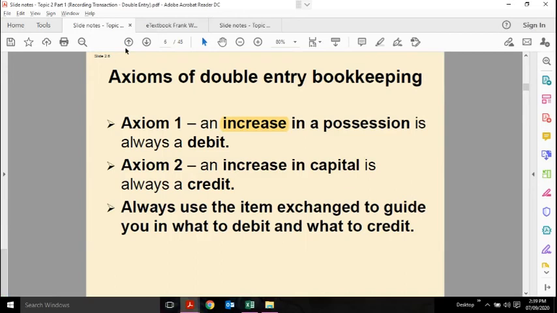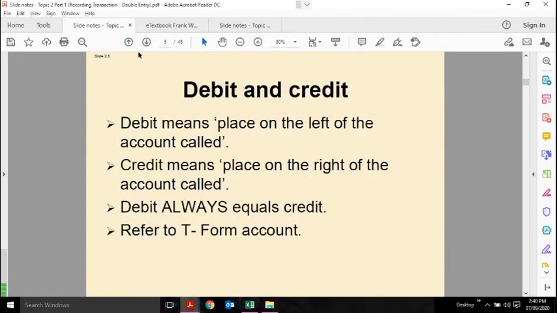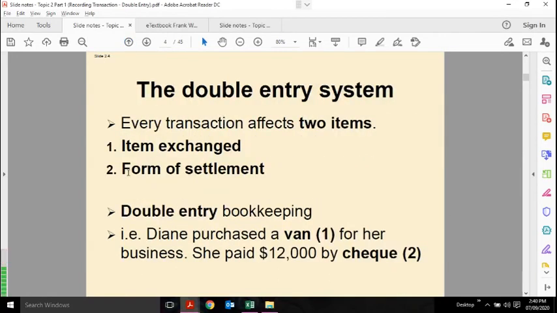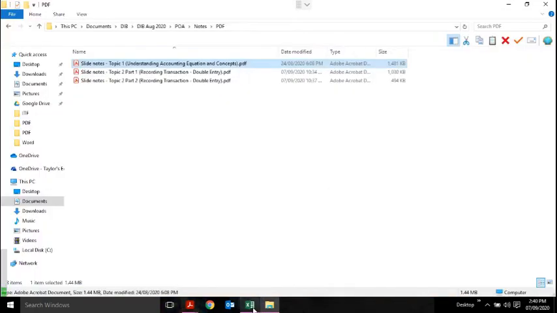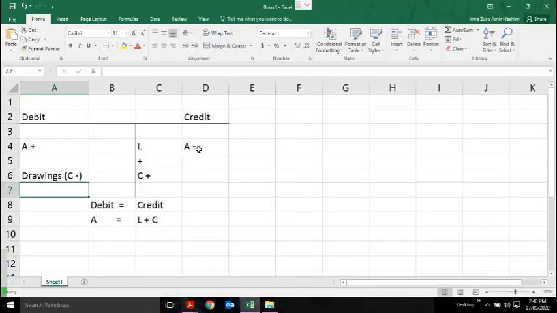Or alternatively, if you are really confused and you don't know whether to use the item exchange, you can use the form of settlement. If it's an outflow, a reduction, like this one, you pay by check, check is bank, bank is an asset. So now your asset reduces, assets are your possessions. So you have to record it on the credit side.